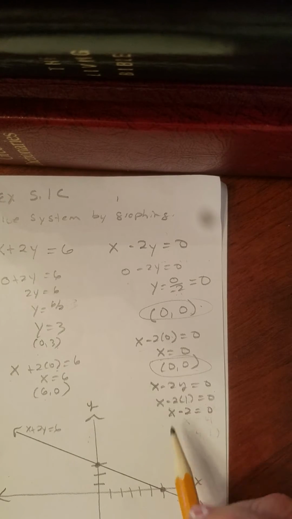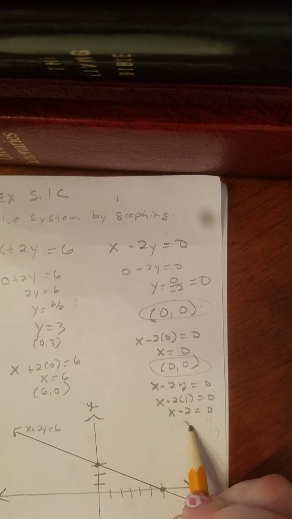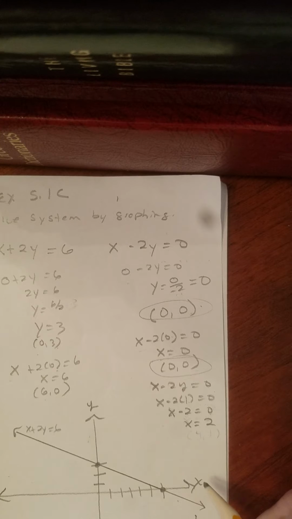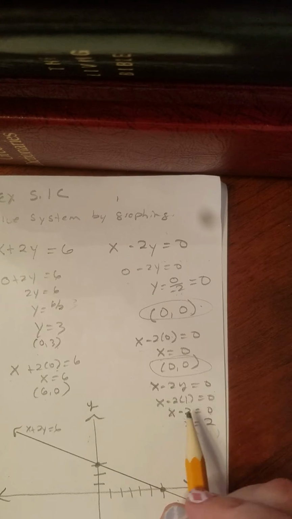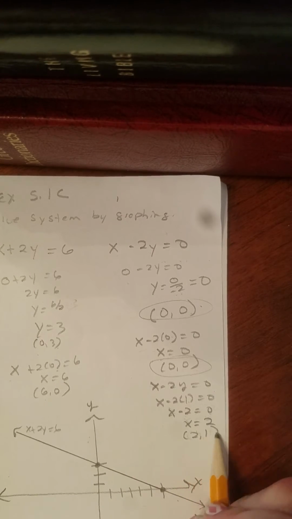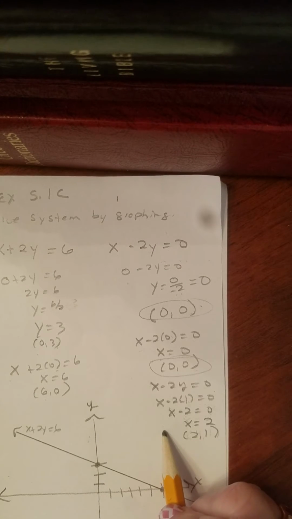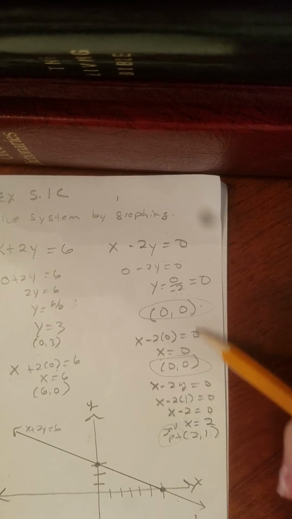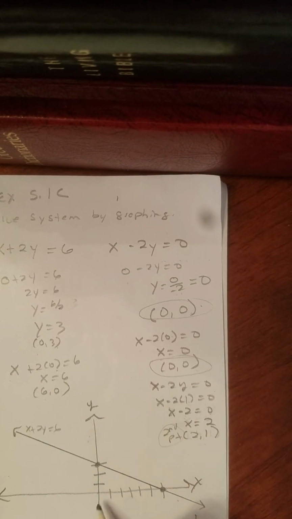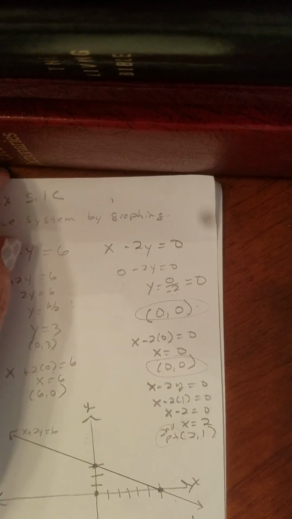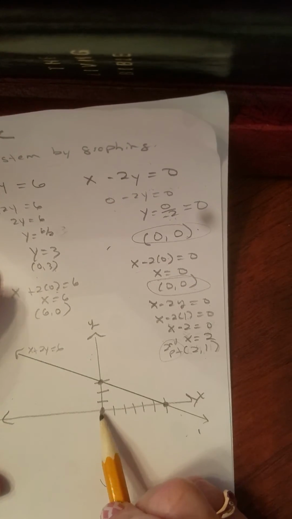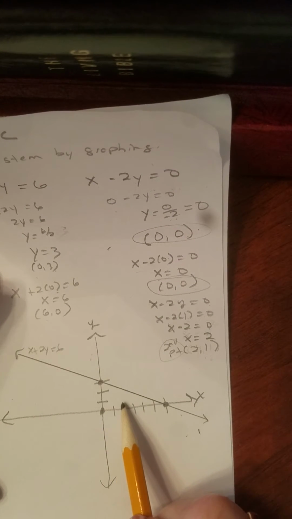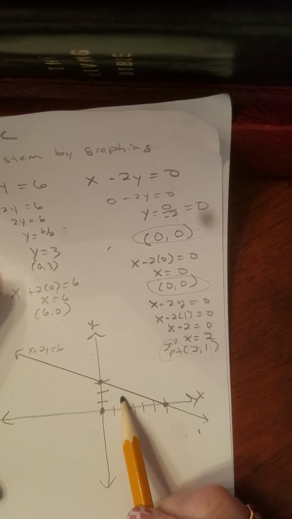Then I'm going to add 2 to both sides. When I do that, I end up with x equals 2 because 0 plus 2 is 2. So we get 2, 1 as a second point. This is our second point that we needed to get here. We had to do that because the x and y intercept is 0. In other words, if I graph the origin, 0, 0, I still need a second point. So I did 2, 1. Now I have that.